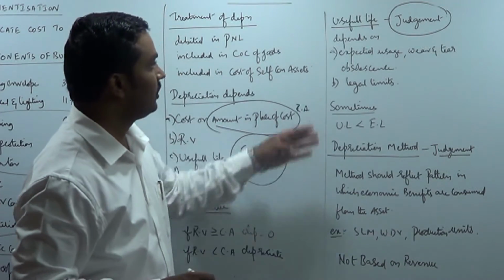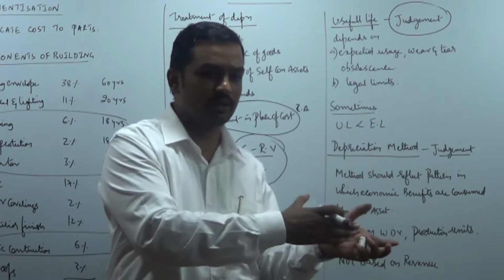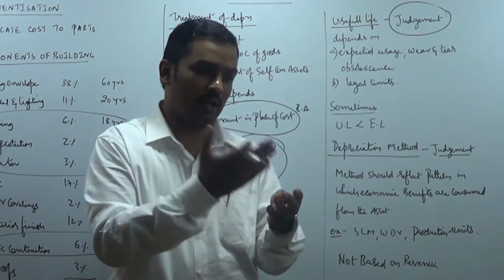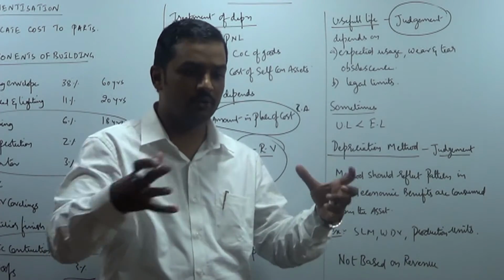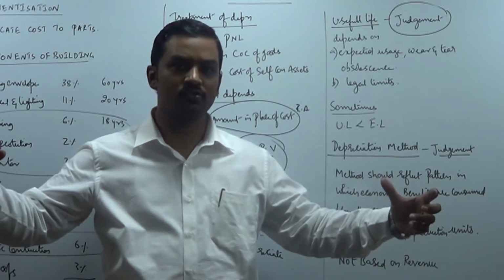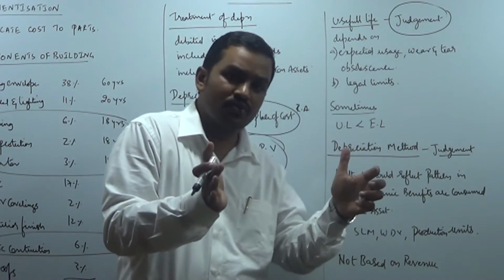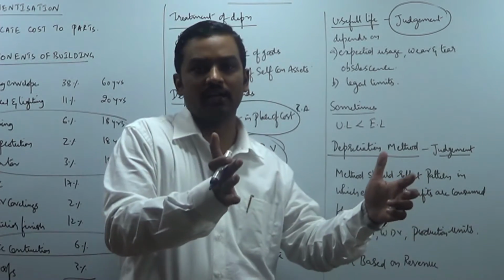Okay. Now, the importance of useful life is that the depreciable value of the asset, that is cost minus estimated residual value, or amount in place of cost minus residual value, has to be allocated over the useful life of the asset. Longer the useful life, lower would be the amount of allocation. Shorter the useful life, the higher the depreciation allocation would be.